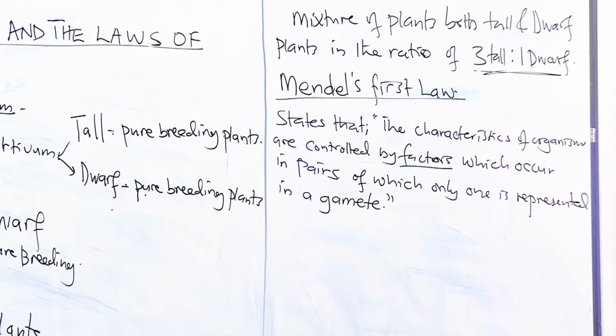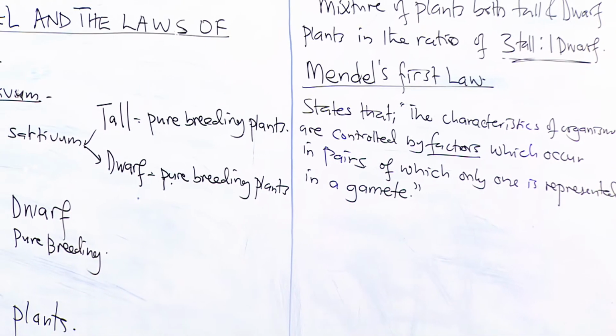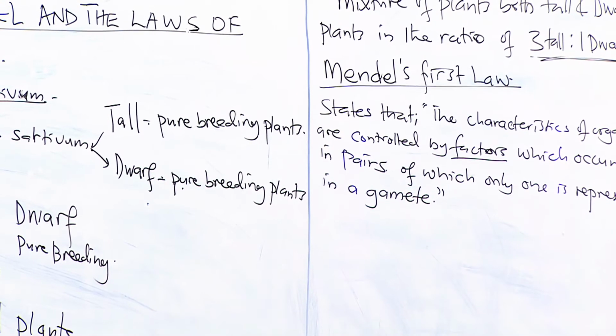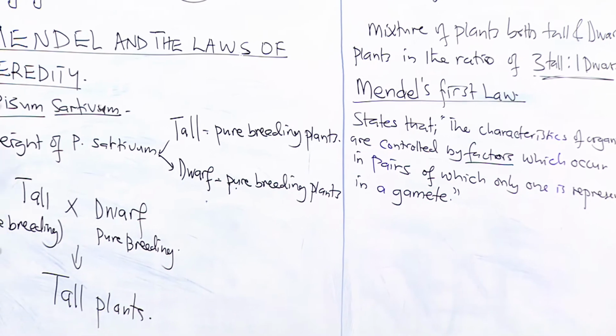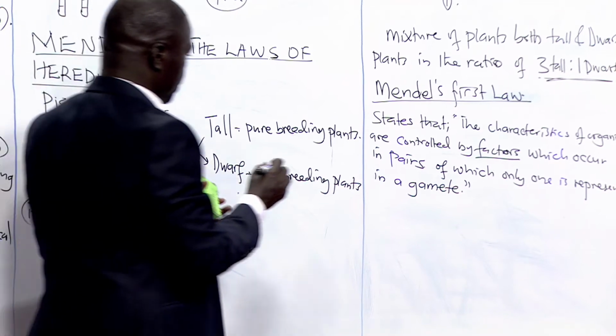That is the law that we shall base on to do our genetic crossing or breeding, whatever the case may be. So let us look at the presentation of Mendel's work by use of symbols.